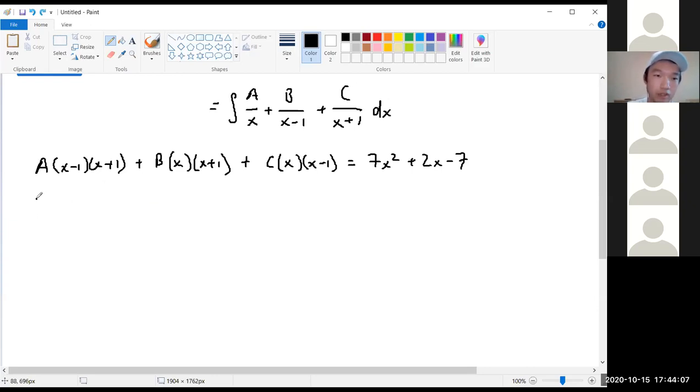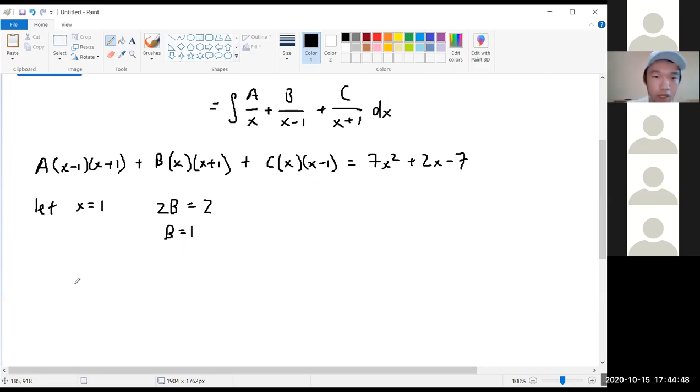So one good value is to let x equal 1. If you do that, then this whole term will go to 0 because the x minus 1 goes to 0. So you will have 0a plus b times 1 times 2. So that's 2b. This term will also go to 0, right? Because there's an x minus 1 there. So you just have 2b is equal to 7 plus 2 minus 7. So that's 2. So this leaves you with b equals 1.